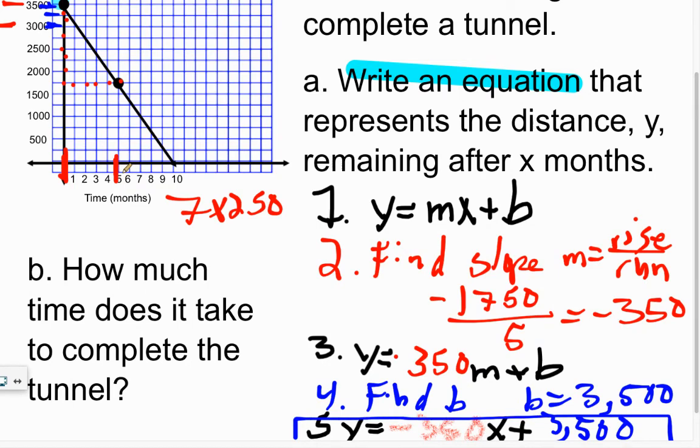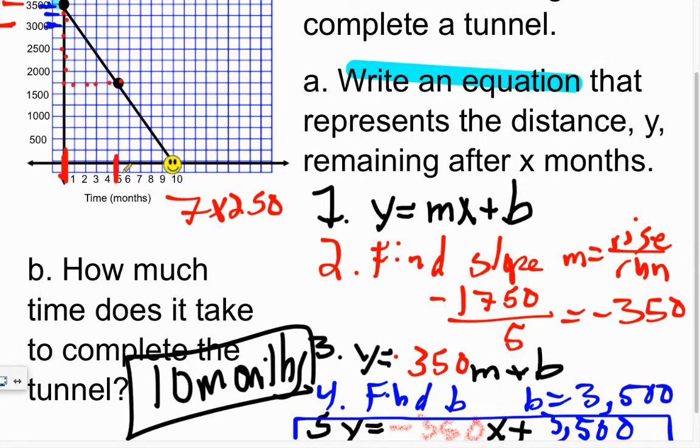Now, how much time does it take to complete the tunnel? A couple different ways to do this. You can say, Mr. Walls, I can see it in the graph. What do you mean you can see it in the graph? Well, you're right. If we want the tunnel completed, how many feet do they need to do? How much feet do we want left for them to keep working on if we want to complete it? 0. So where does this graph touch the 0 at? Yeah, right there at the 10, 0. 10 months. You're right. Wasn't that nice? No work needed.